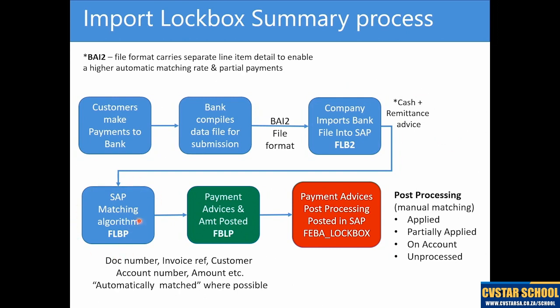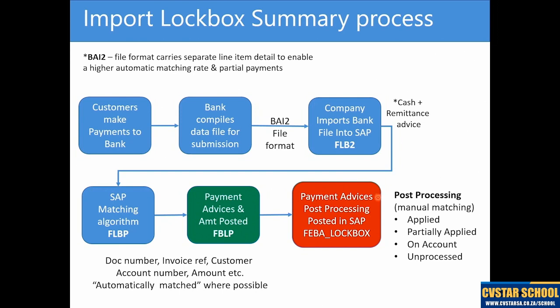SAP then applies an automated matching algorithm to match the payments to open invoices in SAP. So it can use different things like document numbers, invoice reference numbers, amounts, etc., and automatically match where possible. When an automated match happens, the payment advice and the amounts are also automatically posted. If something isn't able to post, then there's a procedure here to actually do post-processing and to do the matching yourself or to help with that matching.